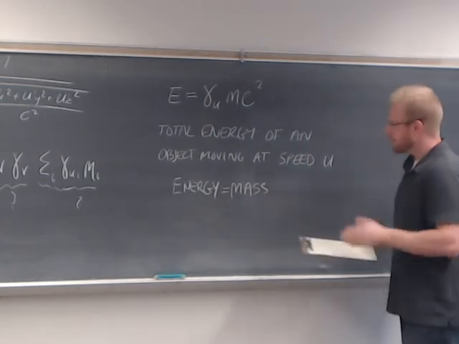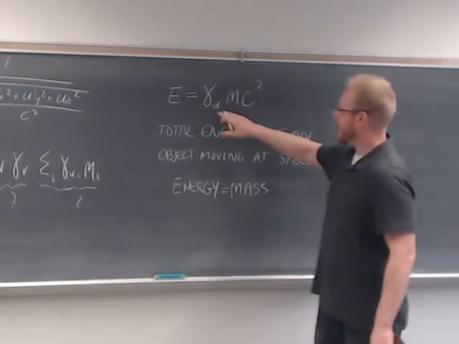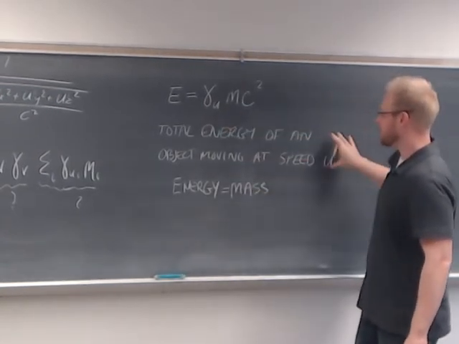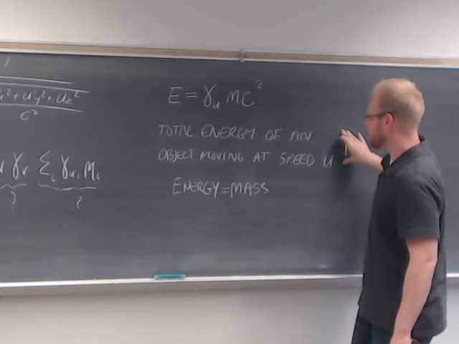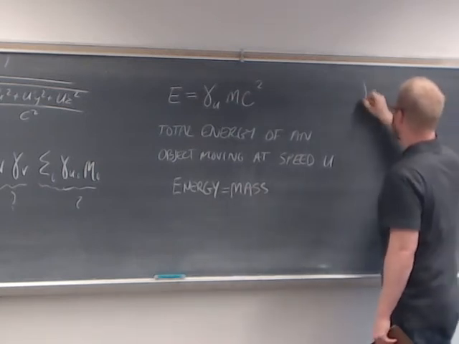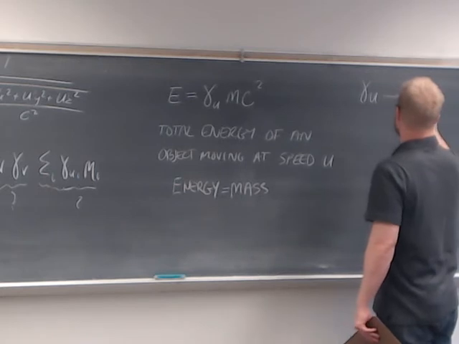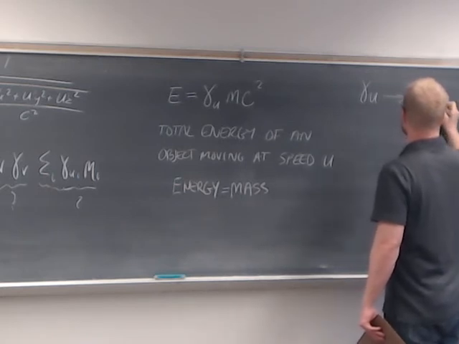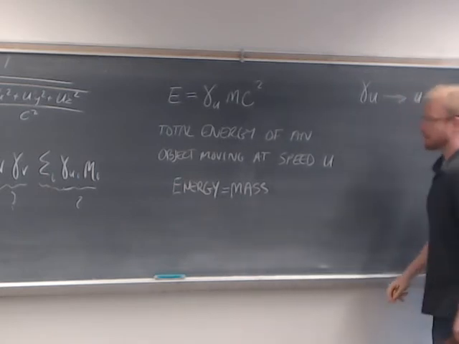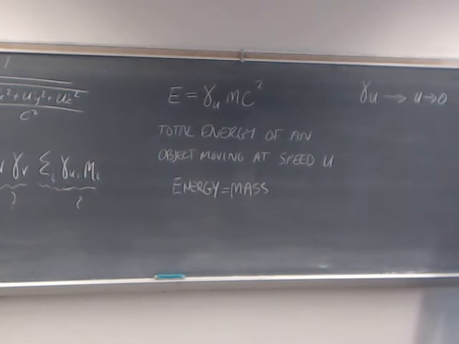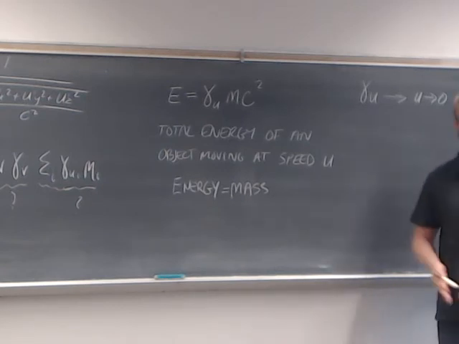Okay, so now one of the things that is curious is, what happens when something slows down? We said that this is the total energy of an object moving at speed u. So let's take gamma u for a second, and look what happens as u goes to 0. What does gamma u become? Infinity, 0, or 1? Usually those are the three choices for anything when you take something to 0.